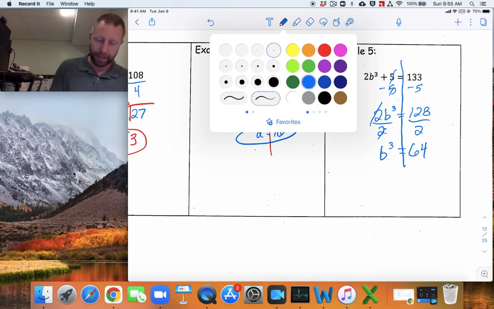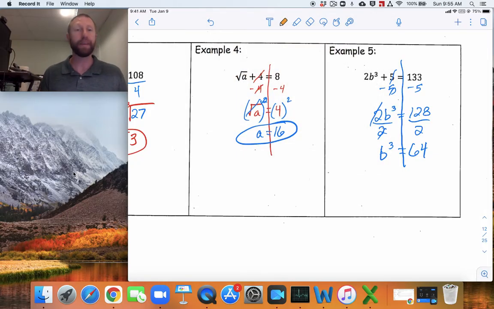Now I'll change colors again. Let's do orange. If b is being cubed, if the variable is being cubed, I've got to do the opposite of that. I've got to take the cube root of both sides. So that cube and the cube root symbol cancel each other out. I'm left with b equals, well, what number when I use it 3 times equals 64? You guys could just use your calculators, but we did this in the notes on the last section. It's got to be 4. Right? Because 4 times 4 is 16, and then times that by 4 again, and it does equal 64.